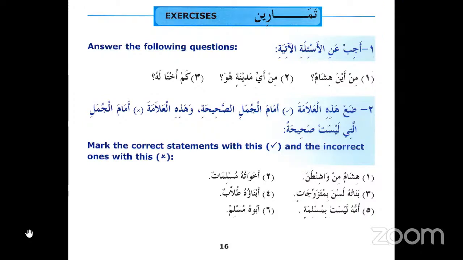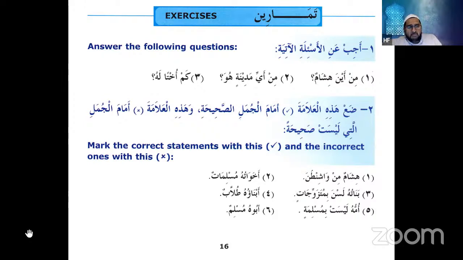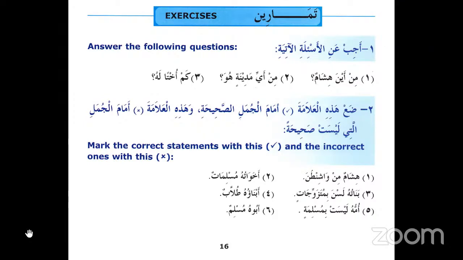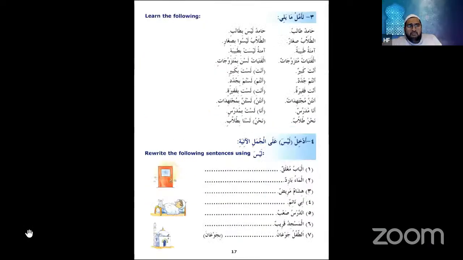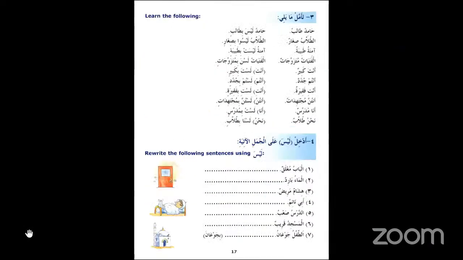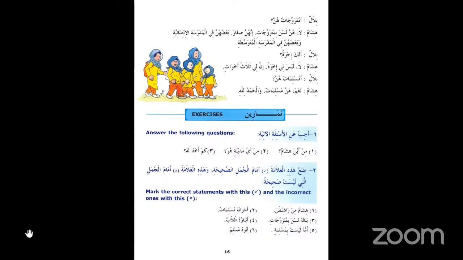Okay. أمه ليست بمسلمة. لا. Correct. Then أبوه مسلم. No. Is his father Muslim? No. Correct. Right. Let's move on now. Because in the end, there's somebody who is Muslim, so I got mixed up.